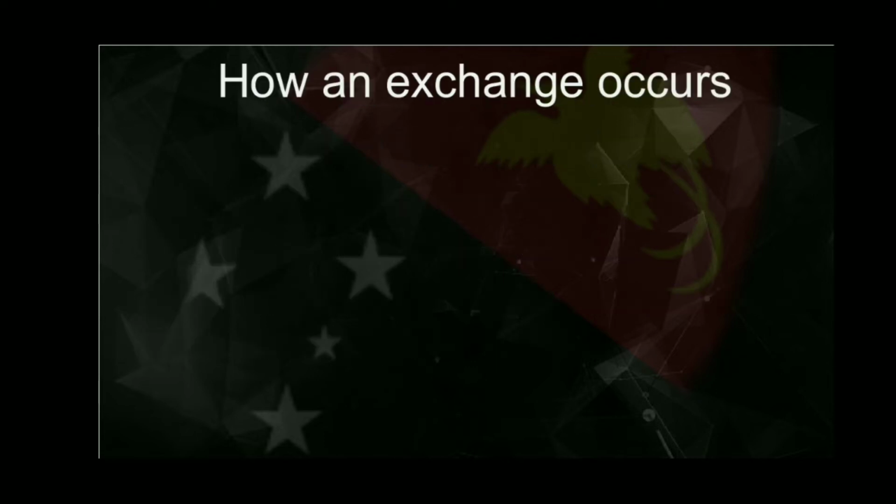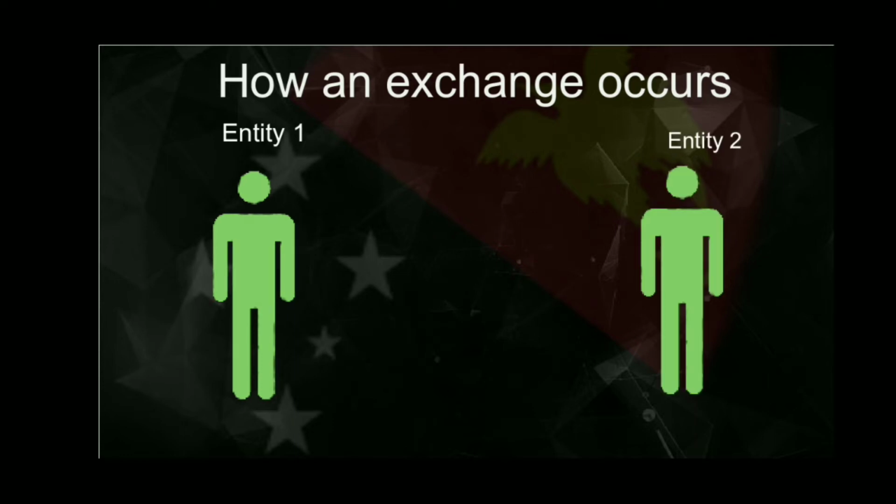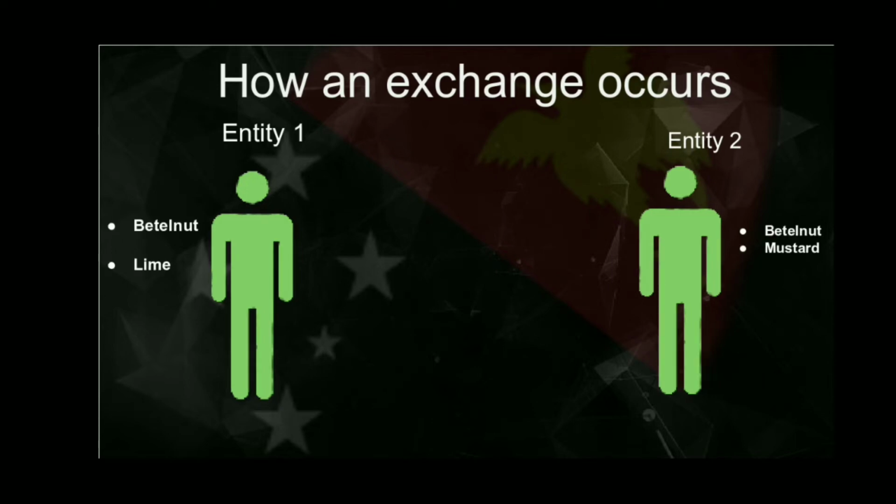Now, I will place these points in a diagram for further understanding of how an exchange occurs. Since an exchange has two entities, you have entity 1 and entity 2. Now, how do these two portray value? Well, let's just say these two are resourceful people in the betel nut trade, and they are both able to produce these products. Now, we Papua New Guineans know that it takes three things to chew betel nut: betel nut, mustard, and lime.